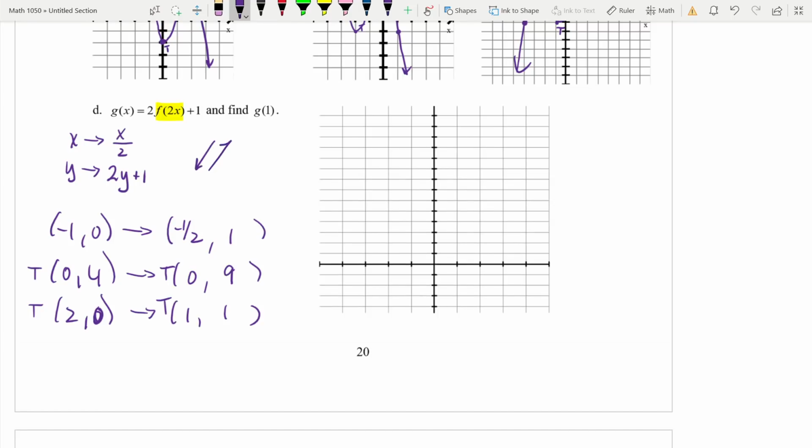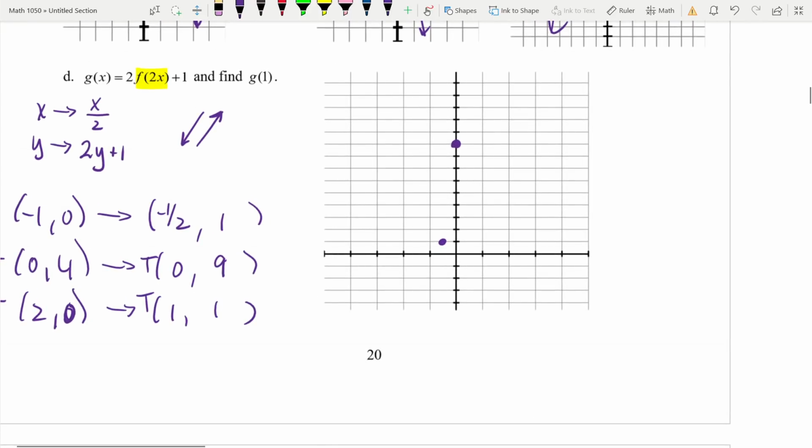So the end of the graph, the far right and the far left, are going to look the same as the original. Okay? Go left a half, up 1, right there. Don't go right or left, but go up 9. Right there, I think it is. And I'm going to put a T right there for a turning point.